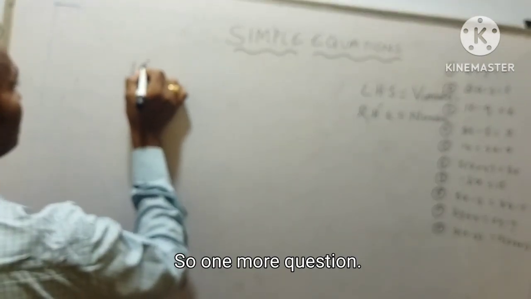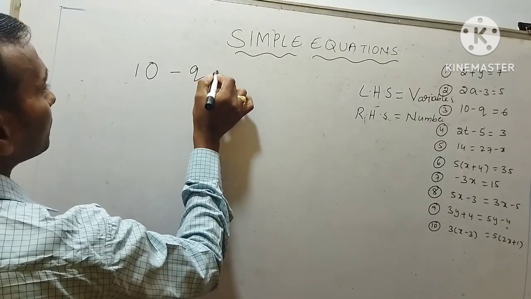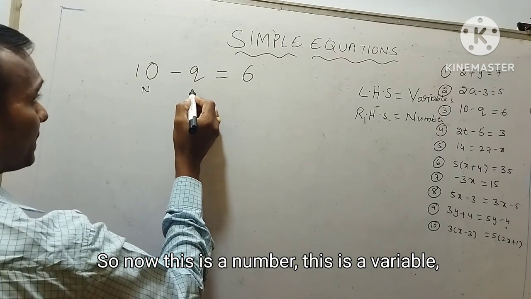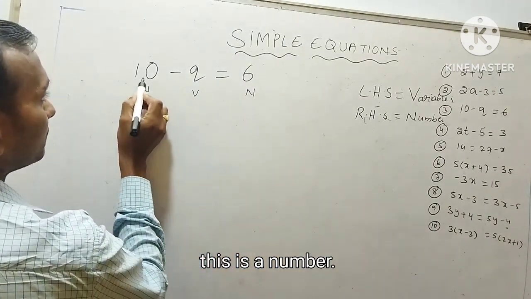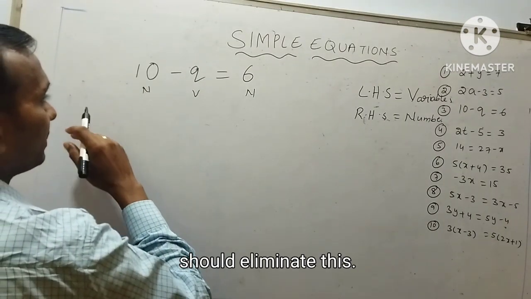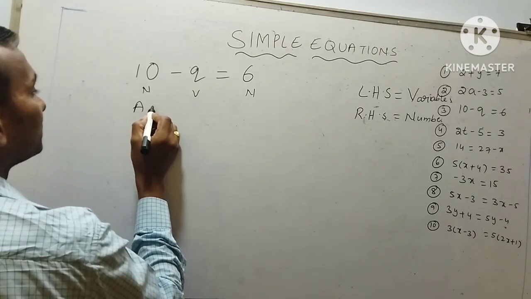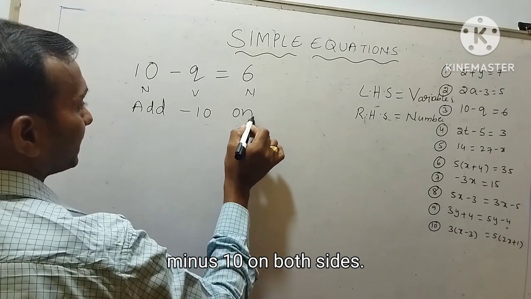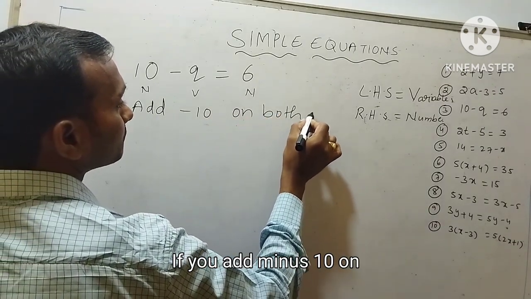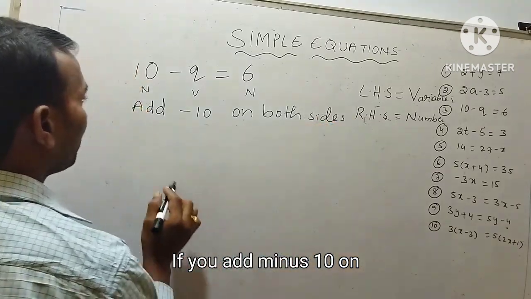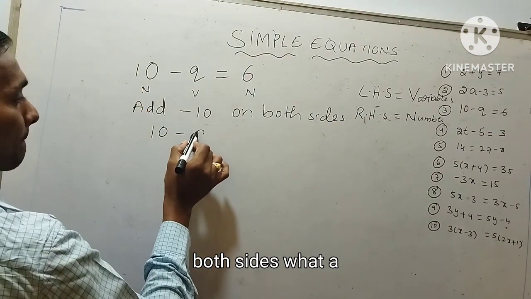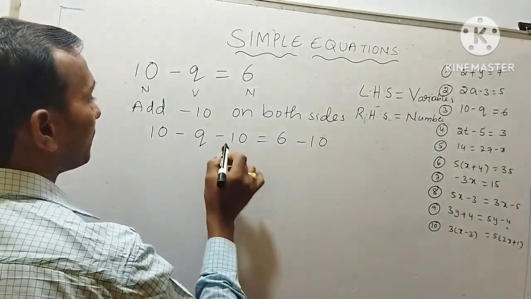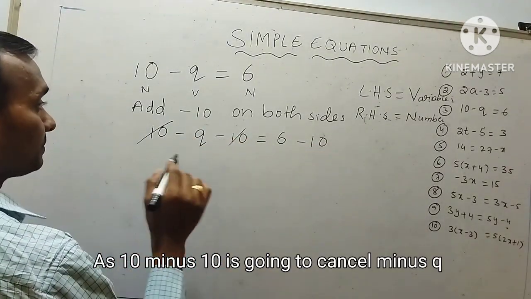One more question. Now this is a number, this is a variable, this is a number. One number is extra on the left side. We should eliminate this. What do we have to add? Minus 10 on both sides. If you add minus 10 on both sides, what happens? We will see. Plus 10 minus 10 is going to cancel.